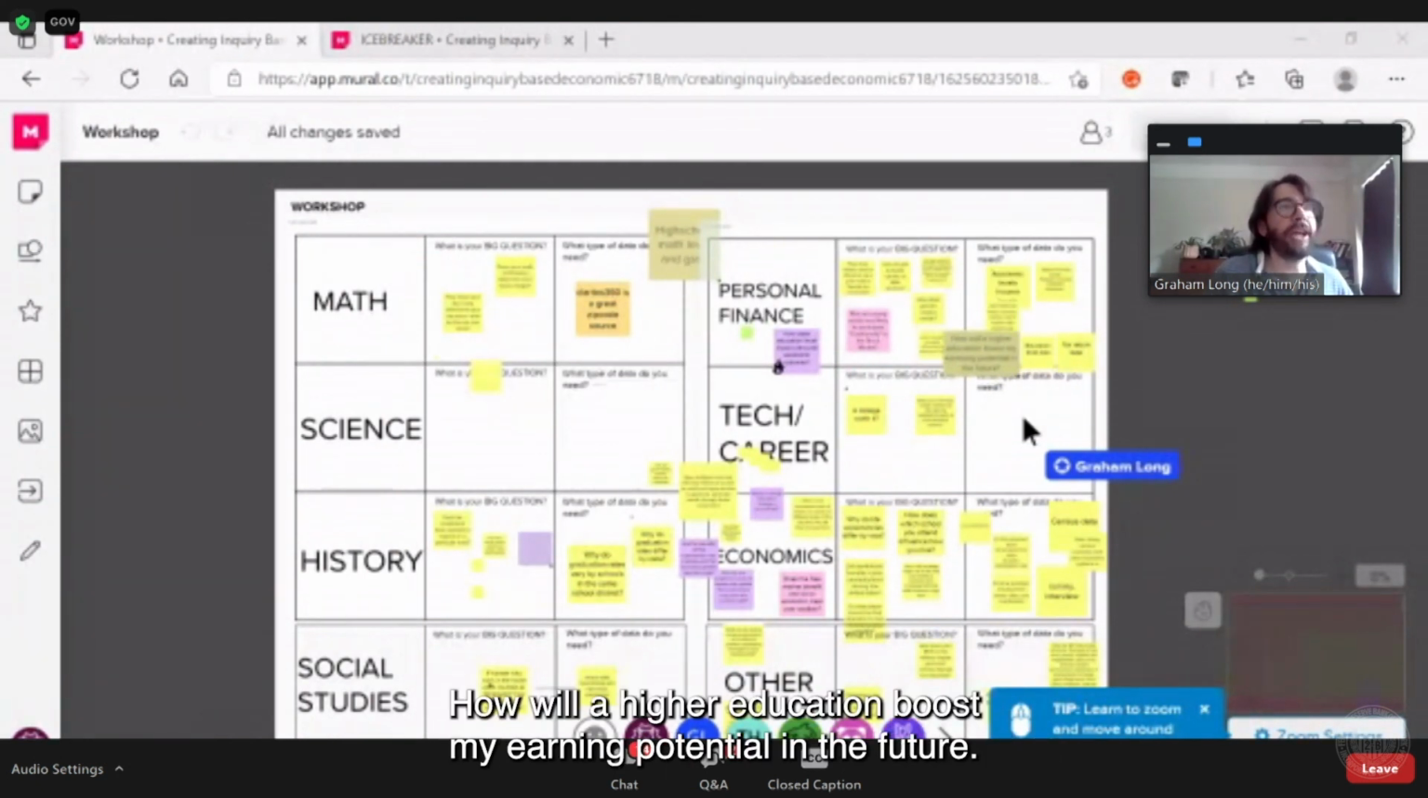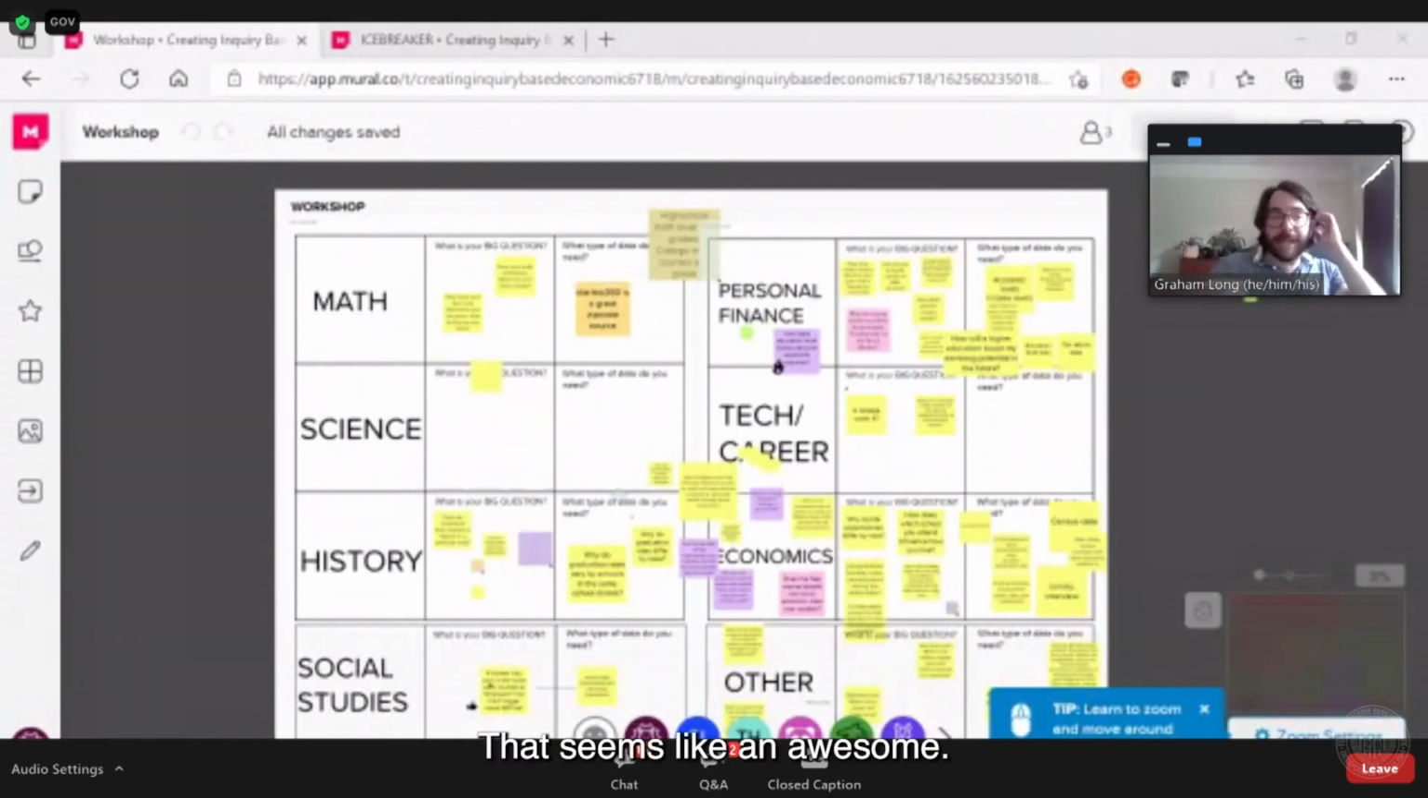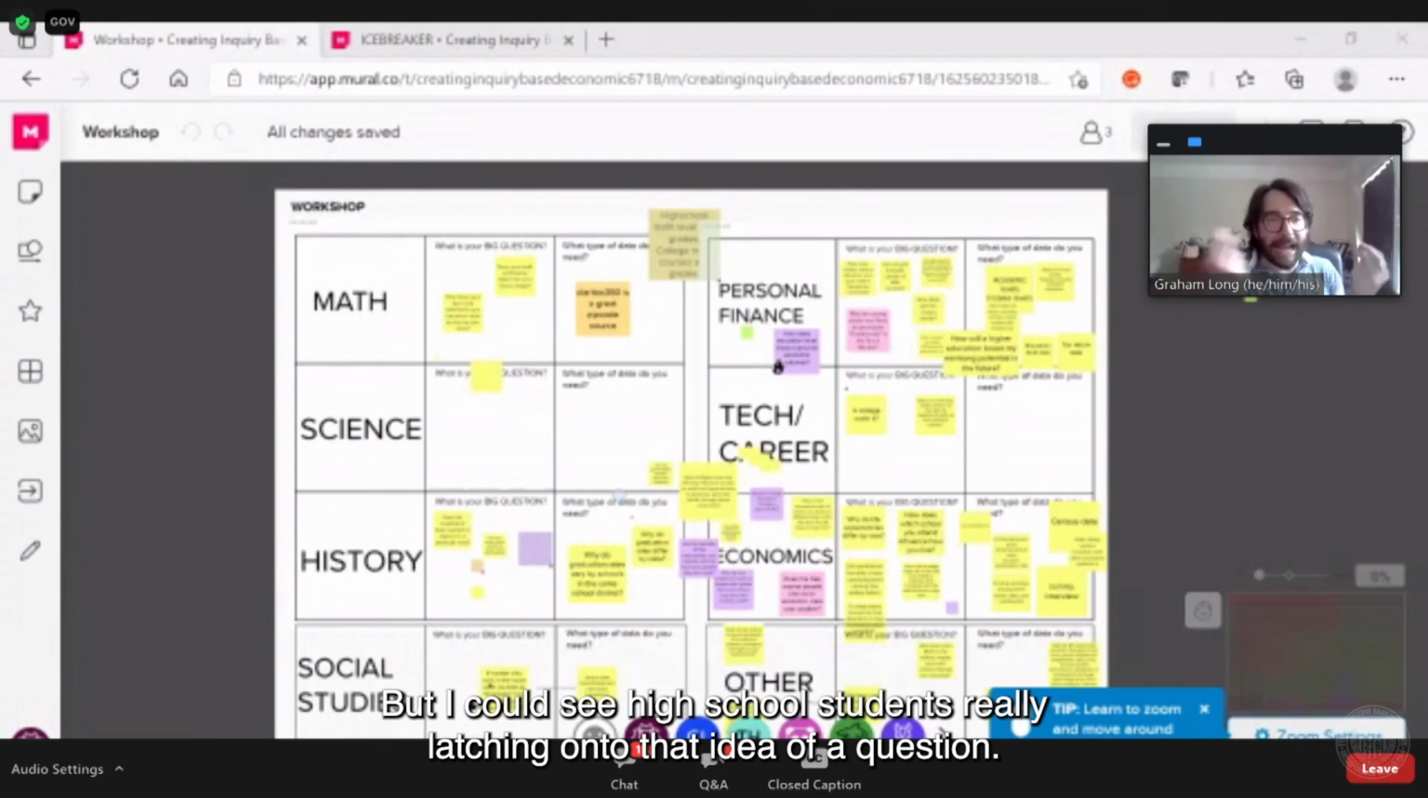Somebody's moving one around now. How will higher education boost my earning potential in the future? I'm not sure what that person teaches. That seems like an awesome question, awesome for everybody, but I could see high school students really latching on to that idea of a question, right?